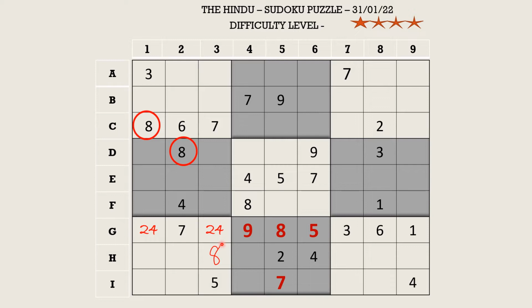This 8 and this 2 both block these 3 cells. So in I row, these 2 cells will take 2 and 8. Now there is a 2 in column 8 which blocks this cell. So I7 takes 2 and I8 takes 8.